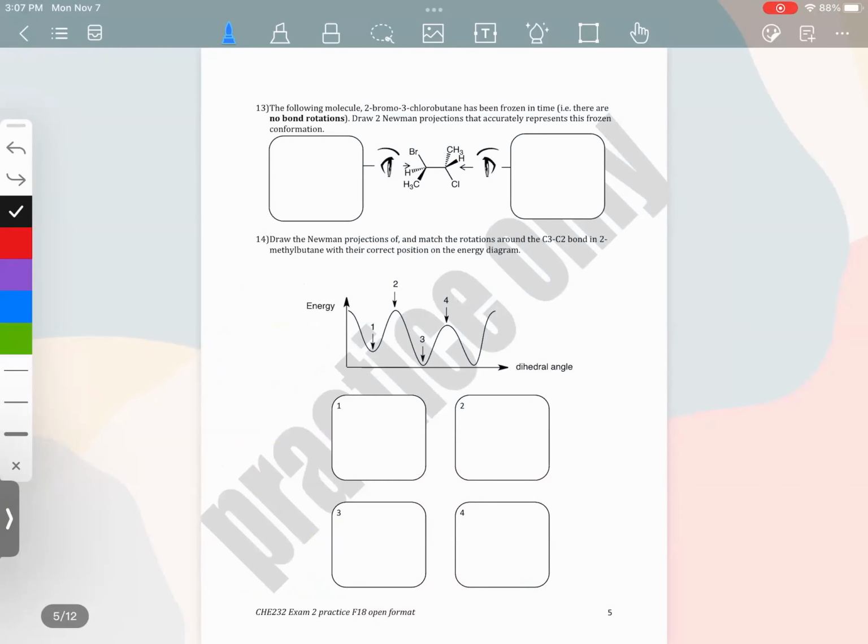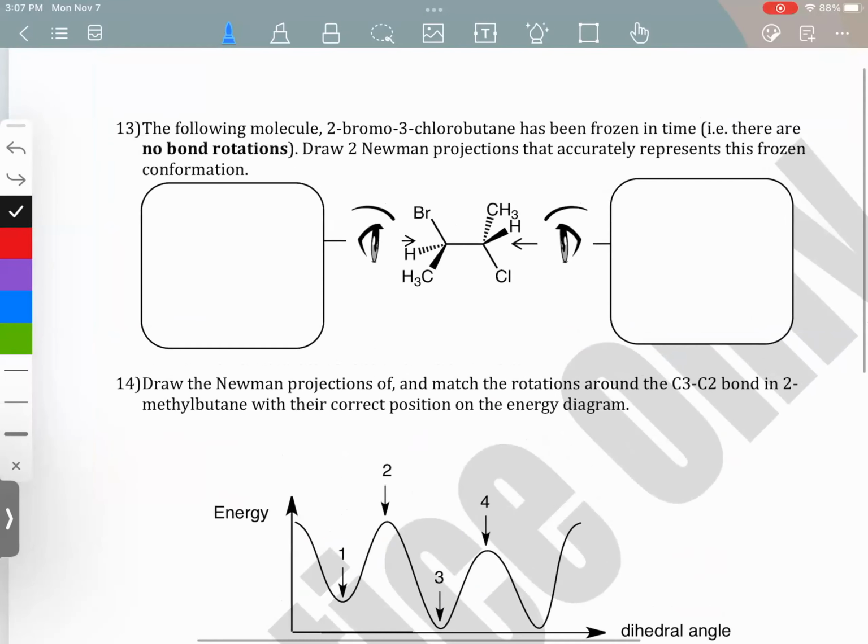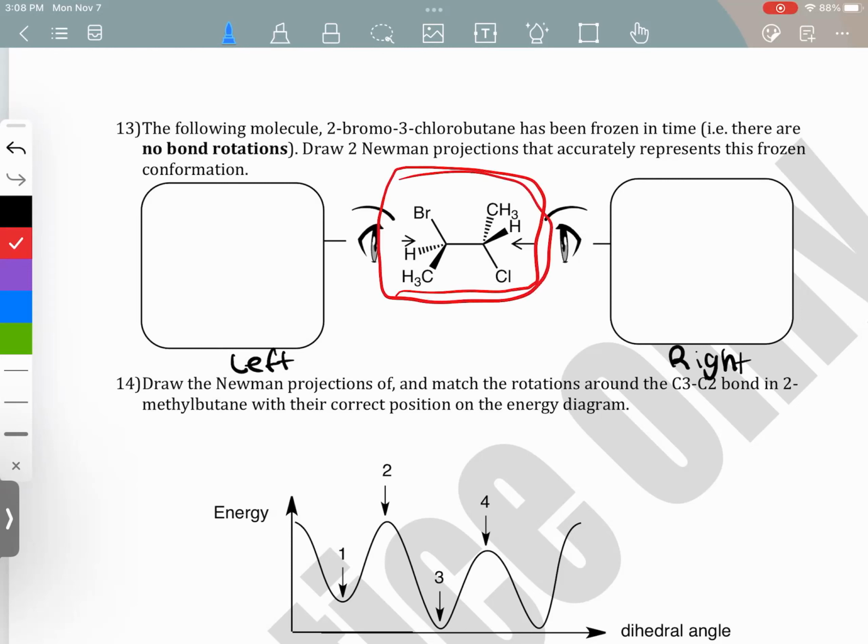So the next question. Oh, look at this. 13. The following molecule, 2-bromo-3-chlorobutane, has been frozen in time, so there are no bond rotations happening right now. It says draw 2 Newman projections that accurately represent this frozen conformation. The first Newman projection would be seen from the left, and the second one seen from the right. So of course, the sideways glance of the molecule right now will also help us with the Newman projection, because whatever is on the wedge and the dash is very important.